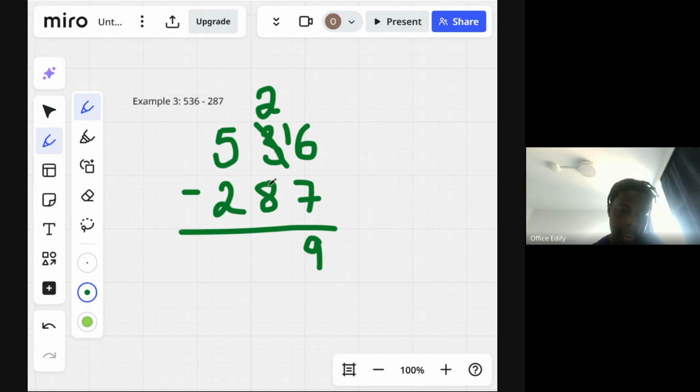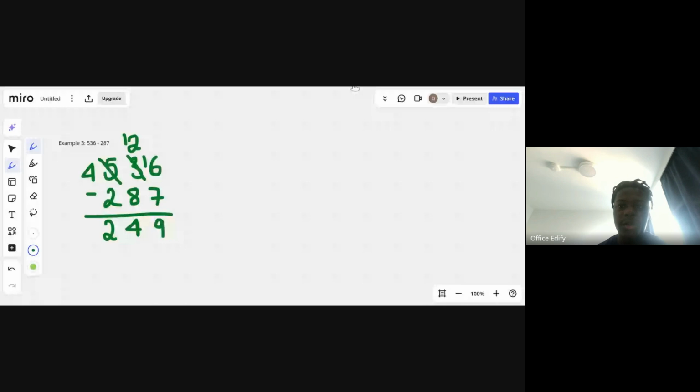Then 2 take away 8 would give us a negative number, so we can't do that. So we borrow 1 from the hundreds column, which gives us 4, and then add it to the tens column. So that gives us 12. 12 take away 8 gives us 4. And then 4 take away 2 gives us 2. So that gives us 249, and that would be our final answer.